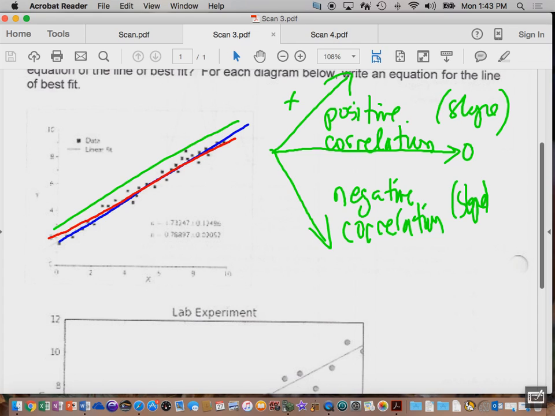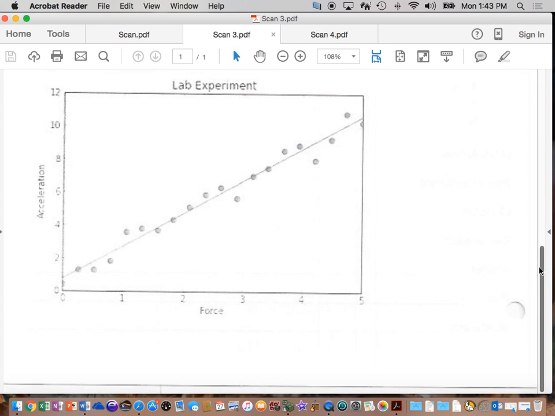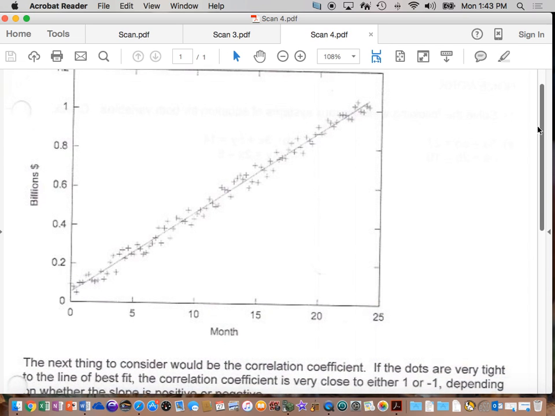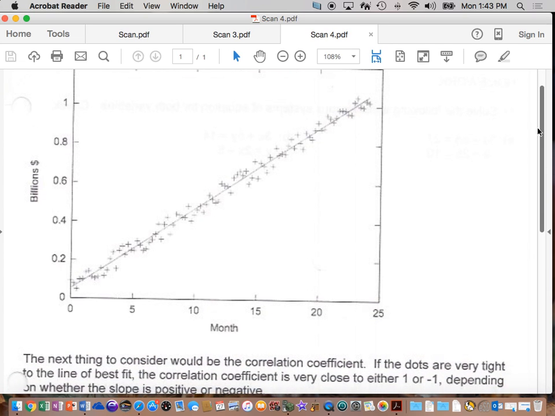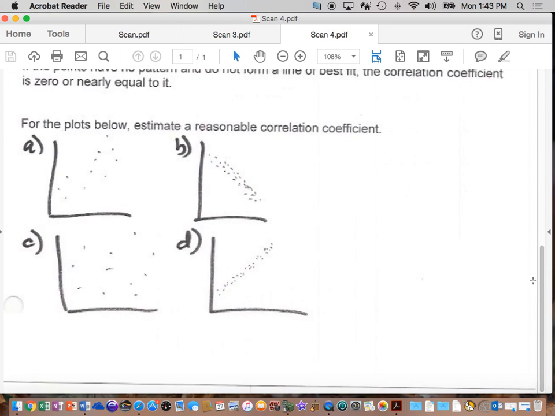So there's positive correlation. That's whenever the line of best fit is going up. If the line of best fit is going down, it's what kind of correlation? Negative. And if it's just a straight line through the middle, and they're all scattered all over the place, then there's no correlation whatsoever. So, let's take a look at this lab experiment. Is this a positive correlation or a negative correlation? Positive correlation, very good. Let's take a look here. Is this a positive correlation or a negative correlation? Positive, very good.